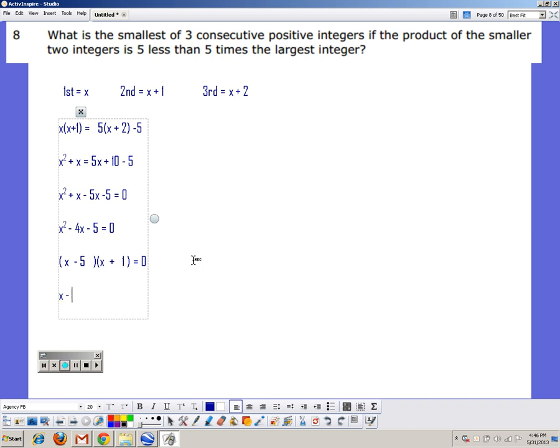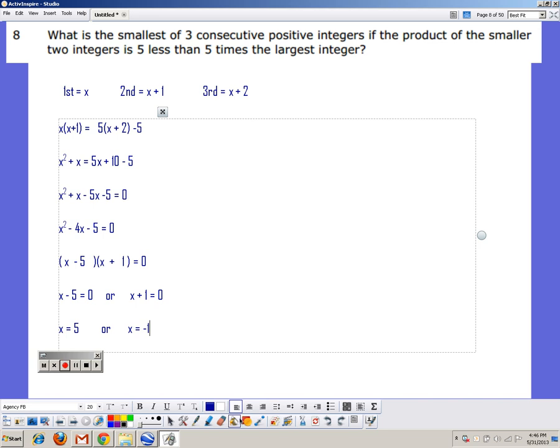Now we're not done yet because we need to solve this. So we're going to do x minus 5 equals 0, or x plus 1 equals 0. Now some of you, when we were solving quadratics, forgot this step, so be very careful. Remember, set each part equal to 0, then solve. X equals, the 5 is going to go over and become positive, or x equals negative 1.